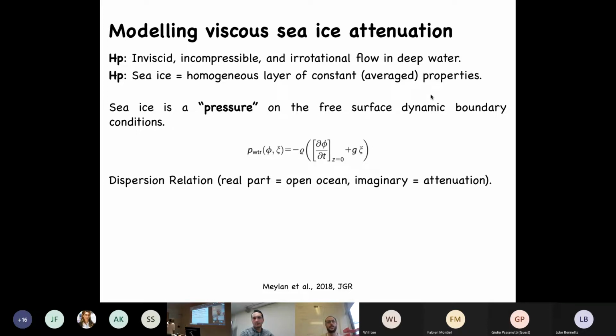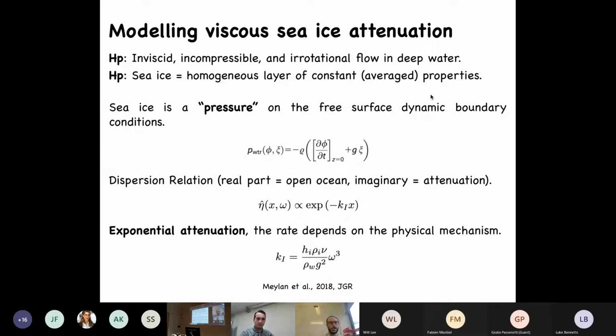But the important bit is that we get a dispersion relation with the real part that corresponds to the dispersion relation in the open ocean, and the imaginary part that corresponds to the attenuation rate. So this attenuation rate, Ki, is indeed exponential, and this is for each omega, each frequency component.